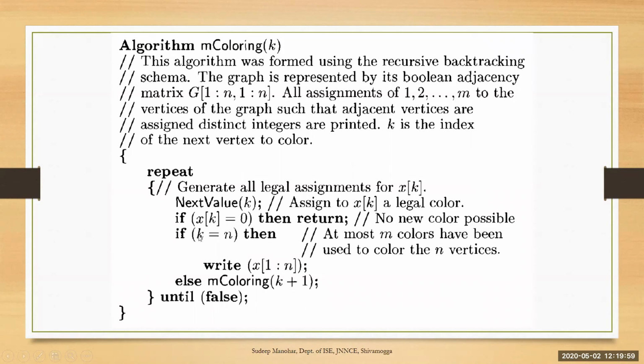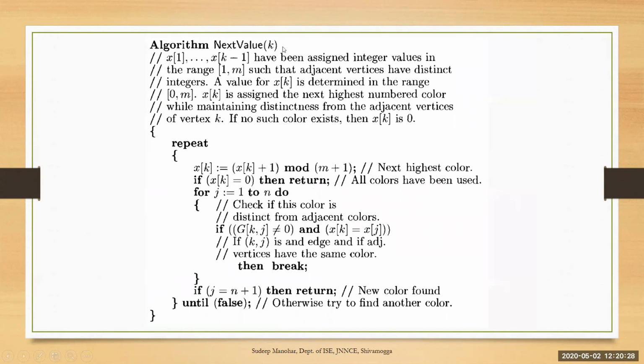Else means you have not colored all the vertices. So next, once again, you are making a call for the same coloring function. What you are doing, you are incrementing this k. K becomes k plus 1. K was 1 in this iteration, so now k becomes 2, which means that now you have to color the vertex number 2. So the next value of k comes to this function.